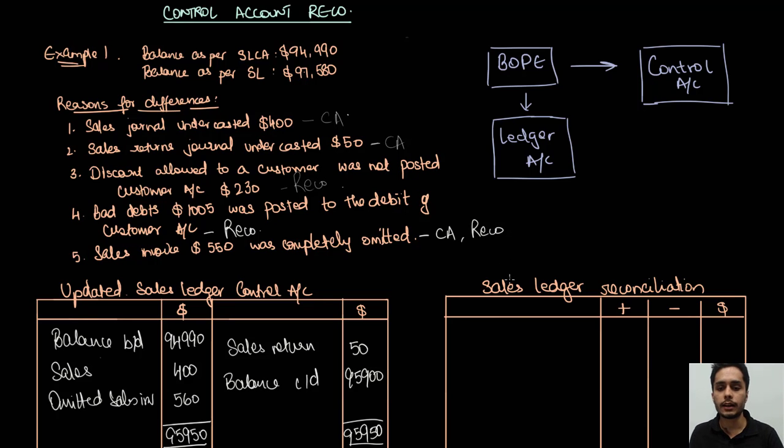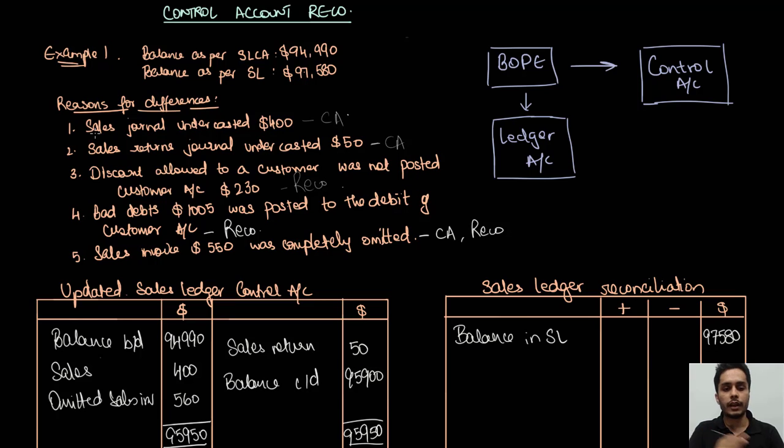Let's start preparing our sales ledger reconciliation. The reconciliation will start as per the previous balance in the sales ledger. So balance in the sales ledger, in the question it is given as 97,580. So 97,580. Why do I have a plus and minus column here? Whenever I want to increase the balance in customer's account, I will use the plus column. Whenever I want to decrease the balance in the customer's account, I'll use the minus column.